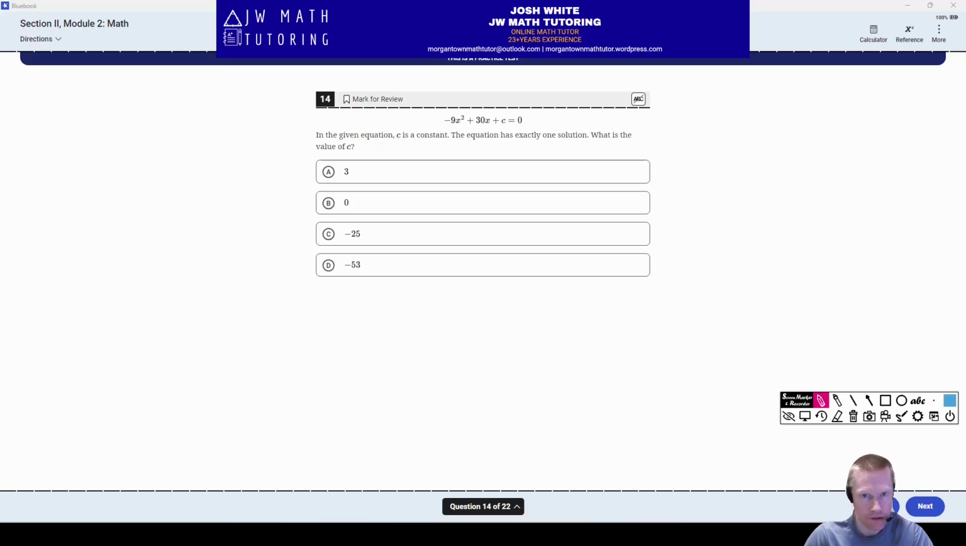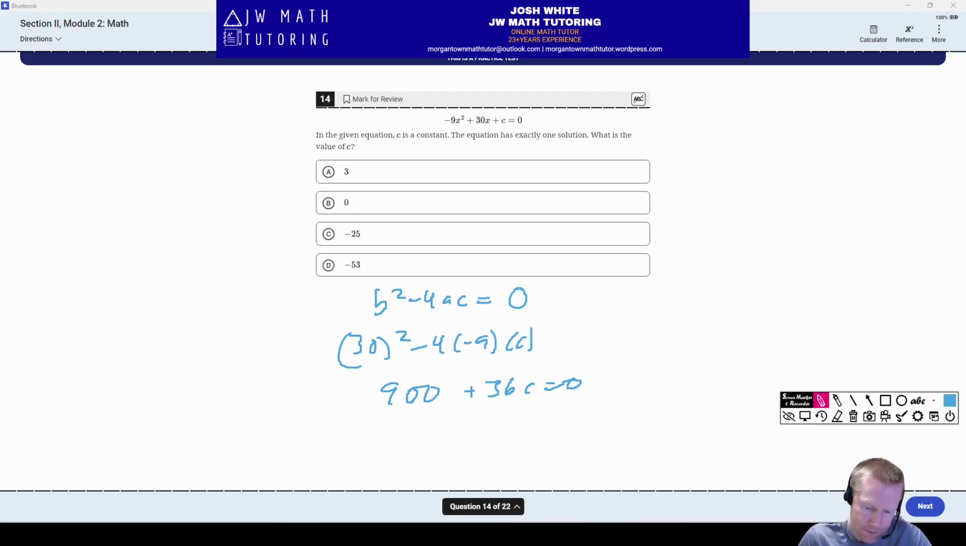So one way is just to leave it as it is and look at b squared minus 4ac. Basically, you set that equal to 0. So we get 30 squared minus 4 times -9 times c. 900 plus 36c equals 0. 36c equals -900. C is going to equal -25. Now, that's if you want to solve it out by hand.